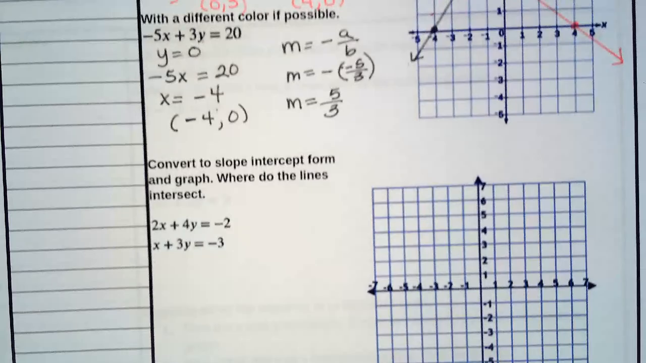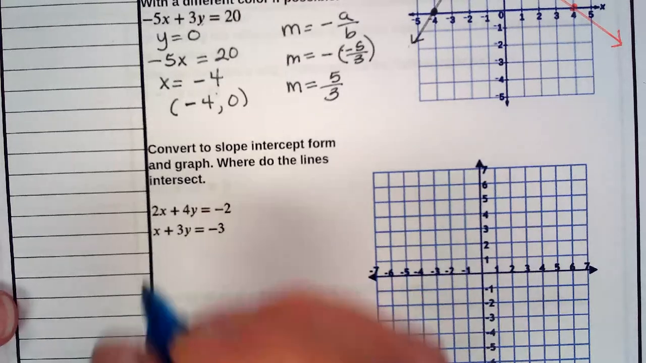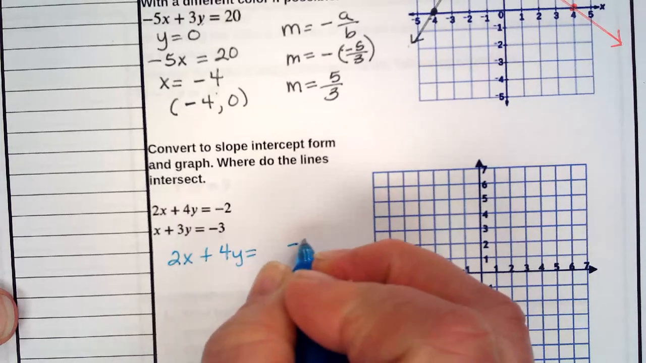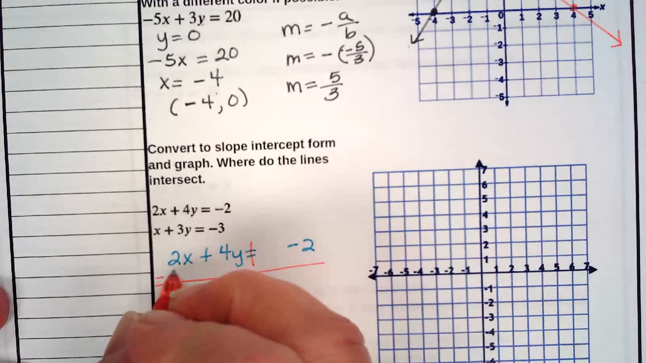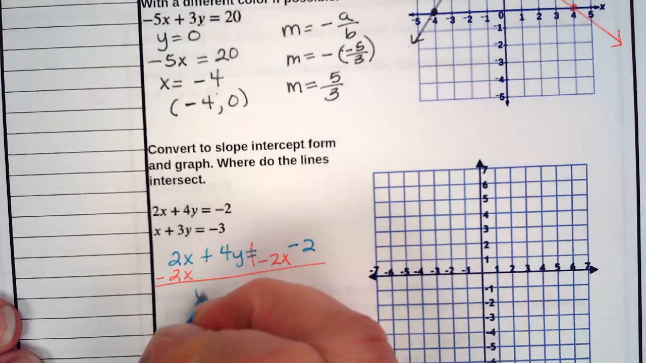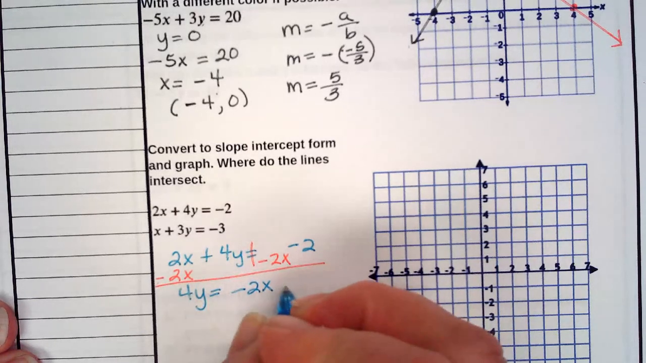Okay, for the last problem, convert to slope-intercept form and graph. Where do the lines intersect? Convert to that slope-intercept form and graph. 2x plus 4y equals negative 2. To convert, the first thing I have to do is subtract 2x from both sides. 4y is equal to negative 2x minus 2.